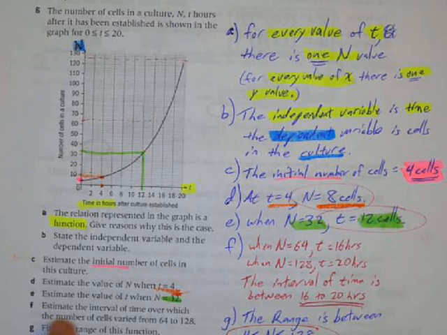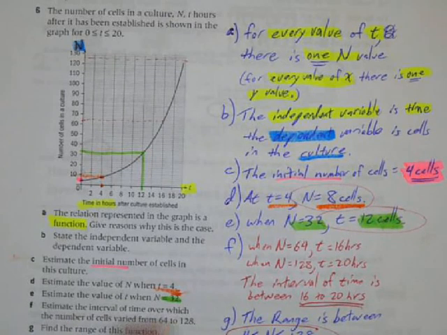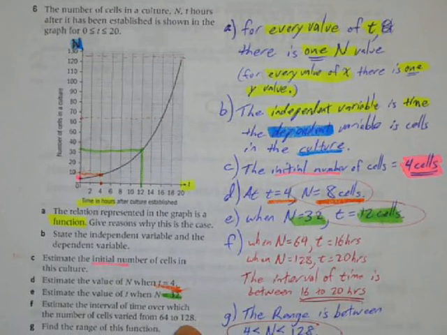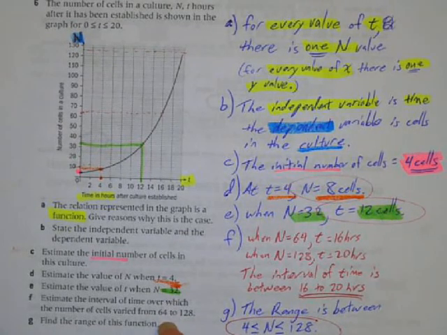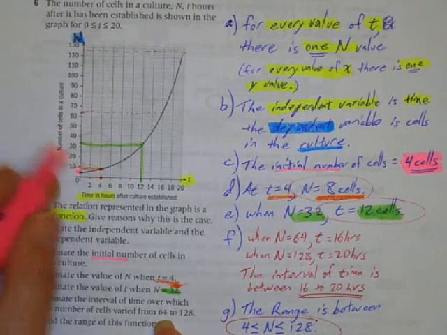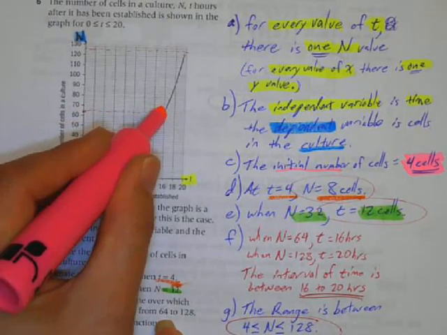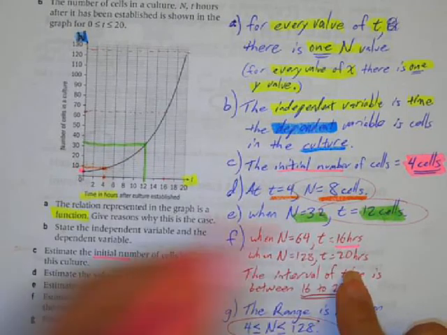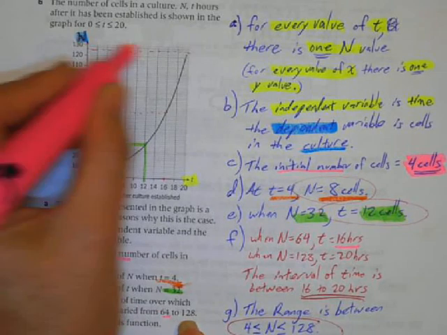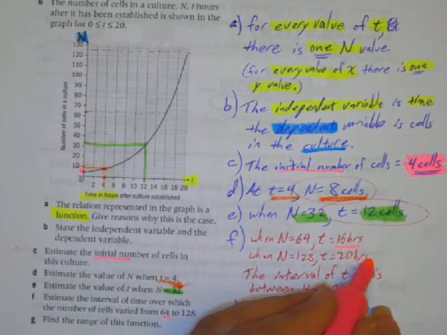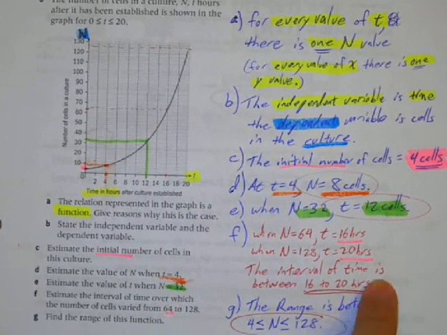Question F. Estimate the interval of time over which the number of cells varies between 64 and 128. So if I go to 64 over and down, I'm at 16 hours. If I go to 128 over and down, I'm at 20 hours. So the interval of time is between 16 and 20.